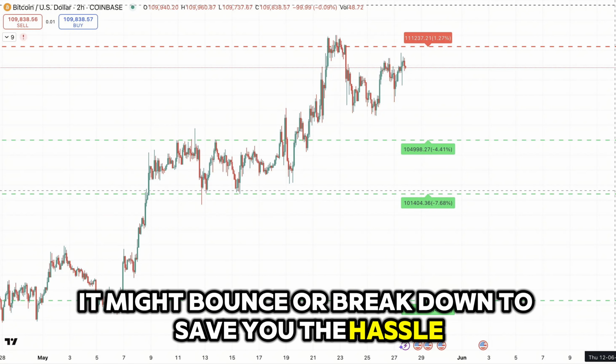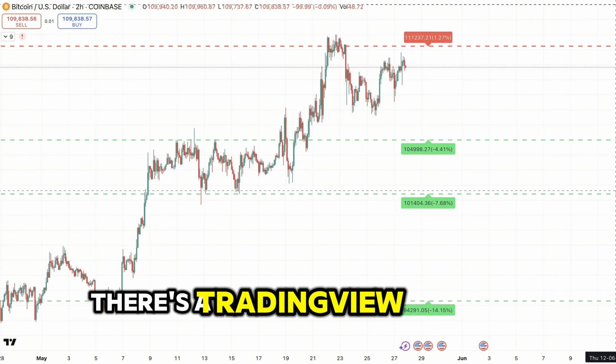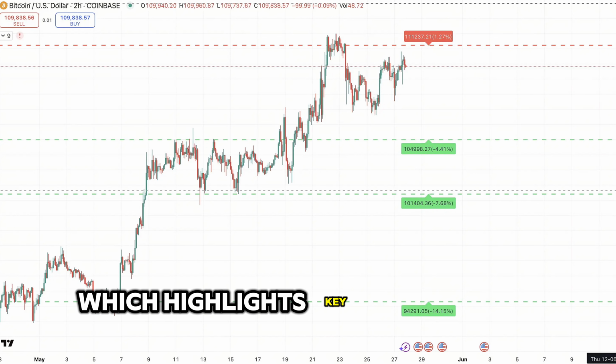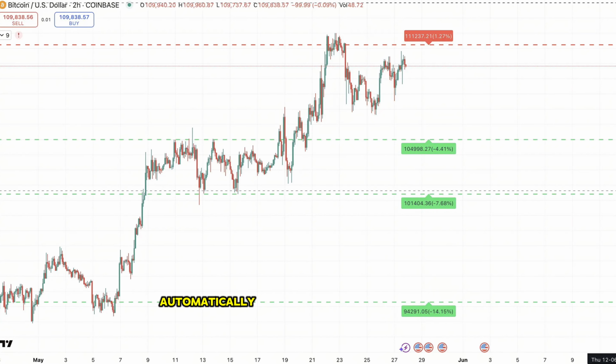To save you the hassle of drawing these manually, there's a TradingView indicator called Support and Resistance Dynamic, which highlights key support and resistance areas automatically.